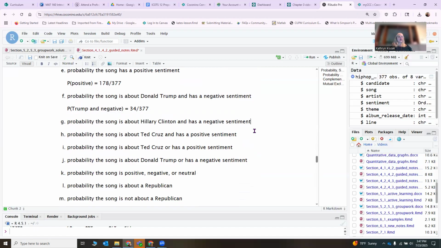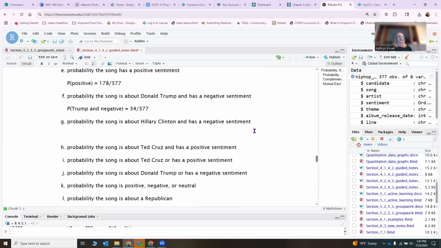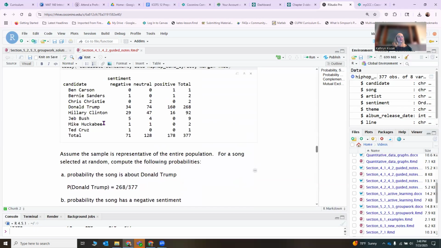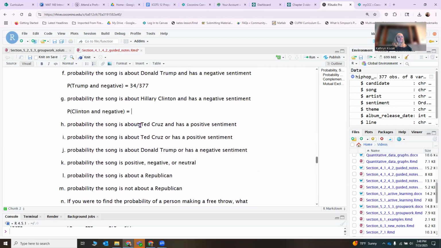The probability that the song is about Hillary Clinton and has a negative sentiment. Again, the and means both. So Clinton and negative. So again, I come over here to Hillary Clinton, negative. There were 16, I'm sorry, there were 29 out of the 377. So it does seem that there were more songs that were negative about Donald. The probability was higher that it was about negative and Donald Trump than it was about Hillary Clinton and negative. Now let's find the probability the song is about Ted Cruz and has a positive sentiment.